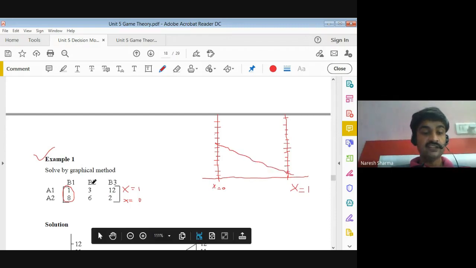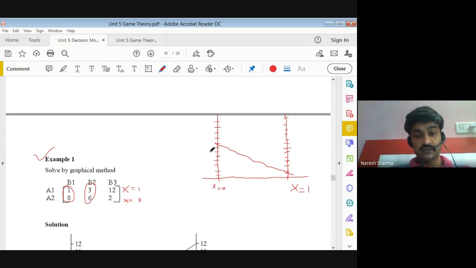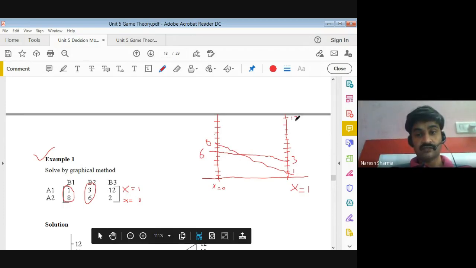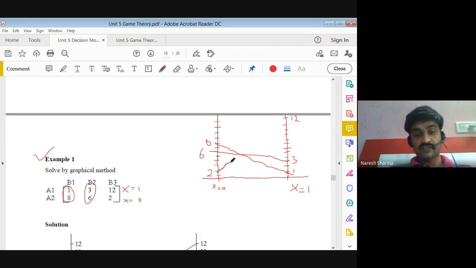Right? Now next is your 3, 2. So you just write your 3 on this x equal to 1. That is 1, 2, 3 at this point, and 6 is something here. So you can just join these two. So this is your 3, this is your 6, this is your 8, and this is your 1. So next is 12 and 2. So 12 is this one, and 2 is this one. So you just join this one, right? So something like this you can get, right?